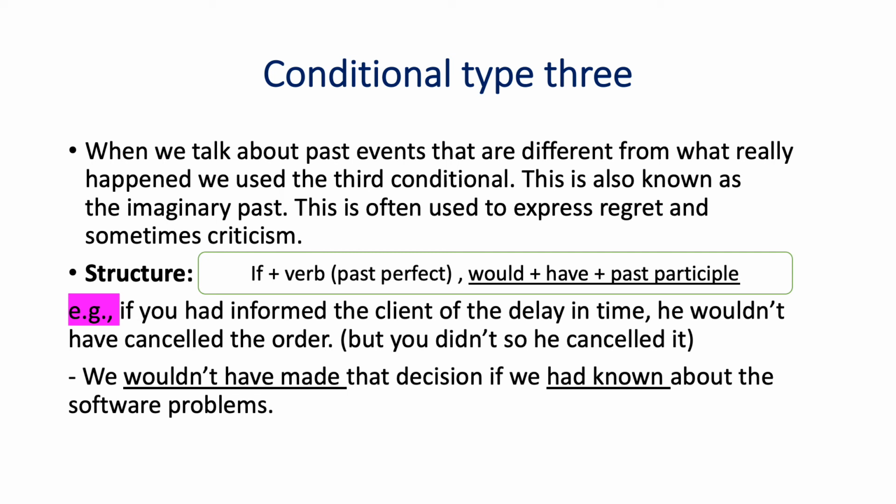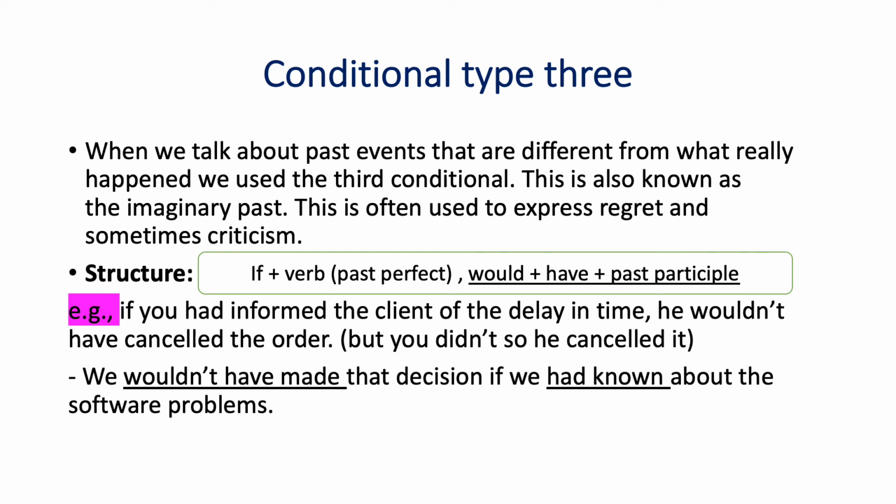Here we have regret, ندمت على شيء فعلته يعني في الماضي, or criticism, هي الانتقاد, النقد. So the structure or formula of conditional type 3: we have if. In the if clause, the verb should be conjugated in past perfect. And you know that the form of past perfect is had plus the past participle of the verb.